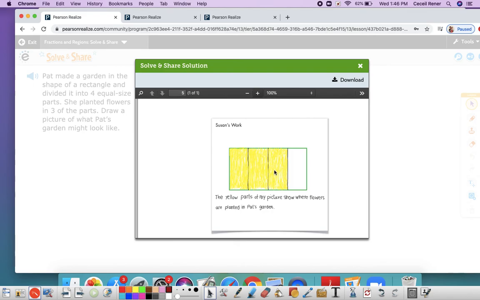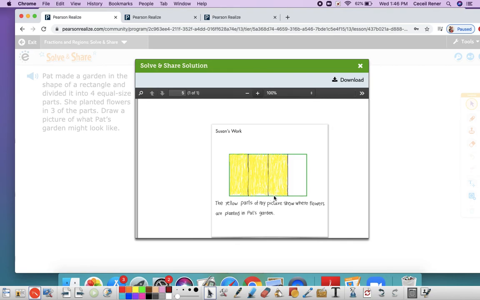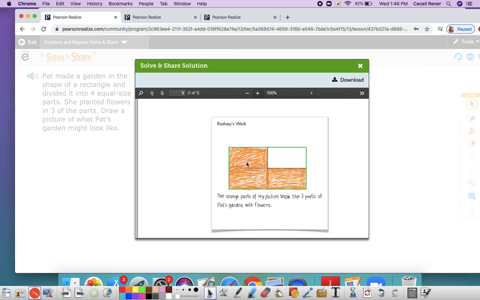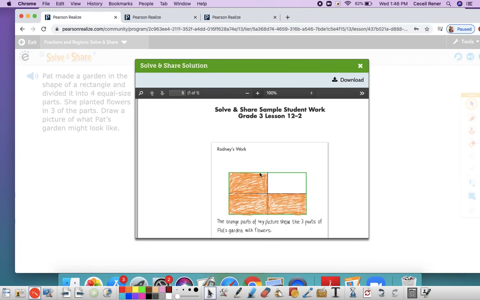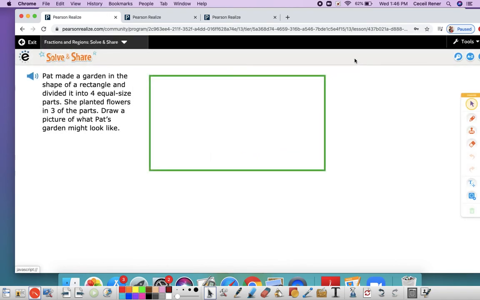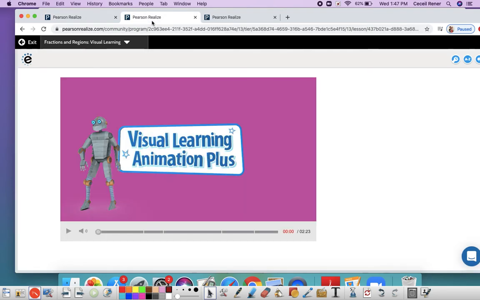So it's divided into 4 equal parts. And the yellow parts are the parts where there are flowers. Susan's picture of Pat's garden is divided into 4 equal parts. The 3 parts represent where the flowers are. Did your picture look similar to Rodney's and Susan's? Okay, now we're going to learn more about how a fraction describes equal parts of a whole. So let's get ready to watch our video.